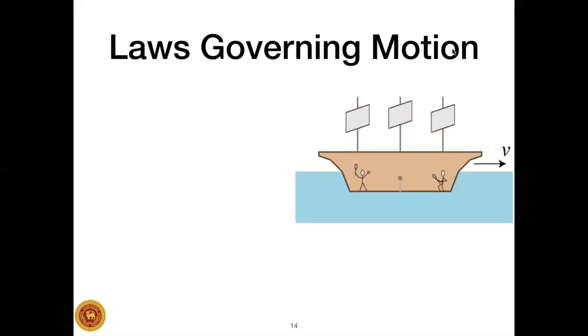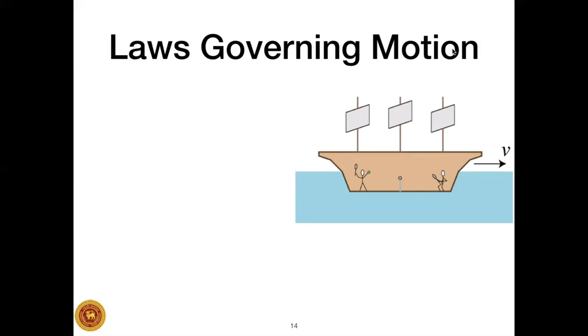He noticed that if you are inside a ship and the ship is traveling at a constant velocity v, whatever you do inside the ship, a pendulum, throw a ball, or drop a ball, whatever you do, there is no way that you can figure out whether the ship is moving at a constant velocity v or is standing still.